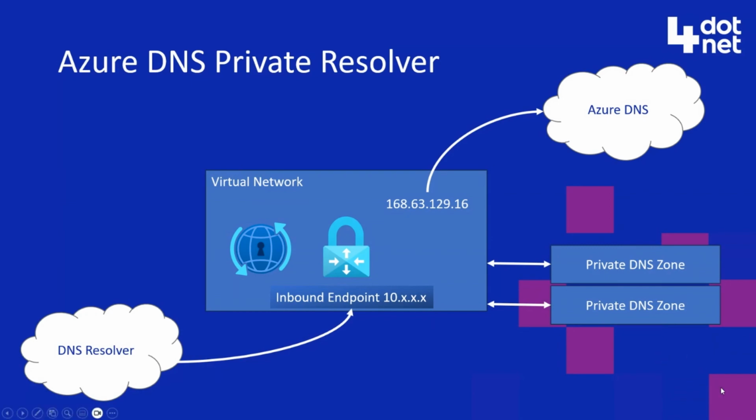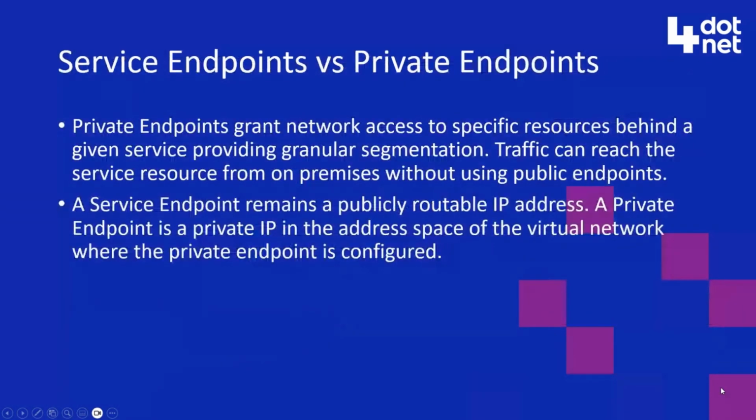Now, to integrate resources in your network, there are basically two flavors. One is service endpoints, which is a way of fairly easily integrating your services into a VNet. And you have private endpoints, which are a little bit more sophisticated, but they also require you to maintain your network environment a little bit more.